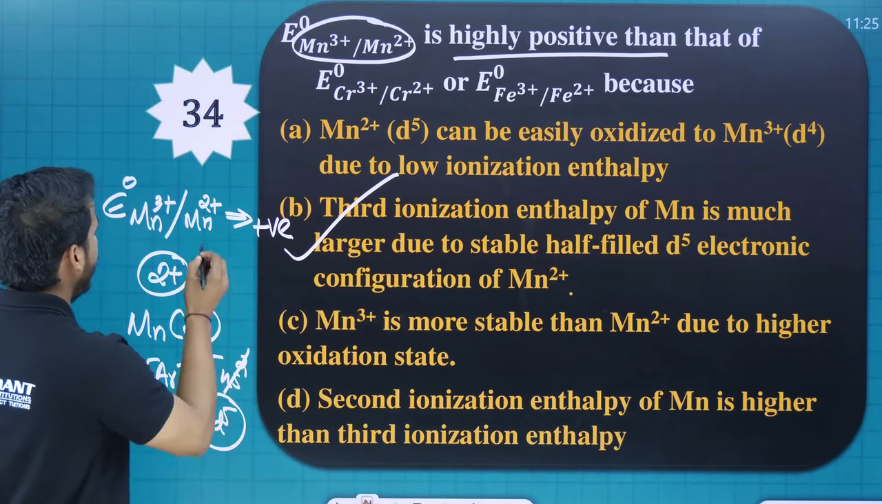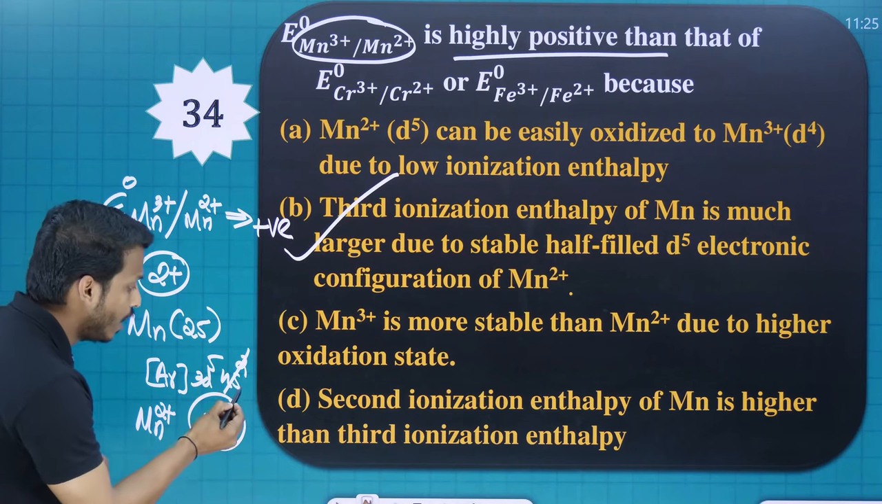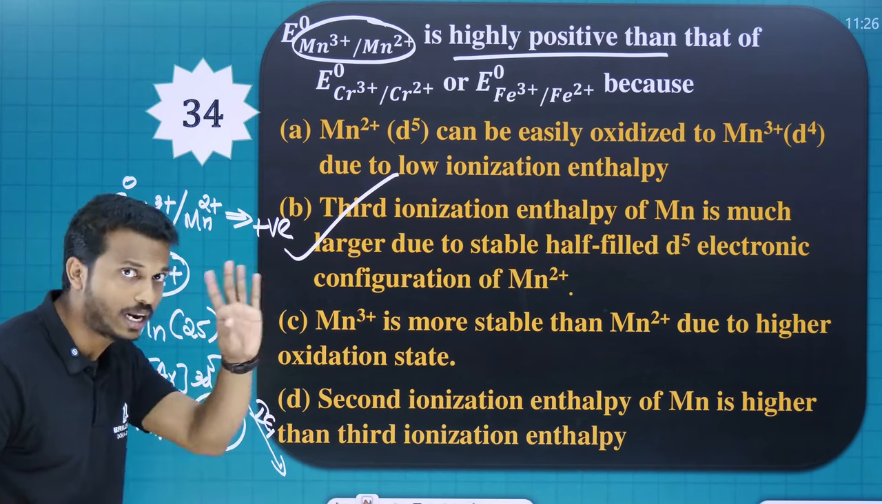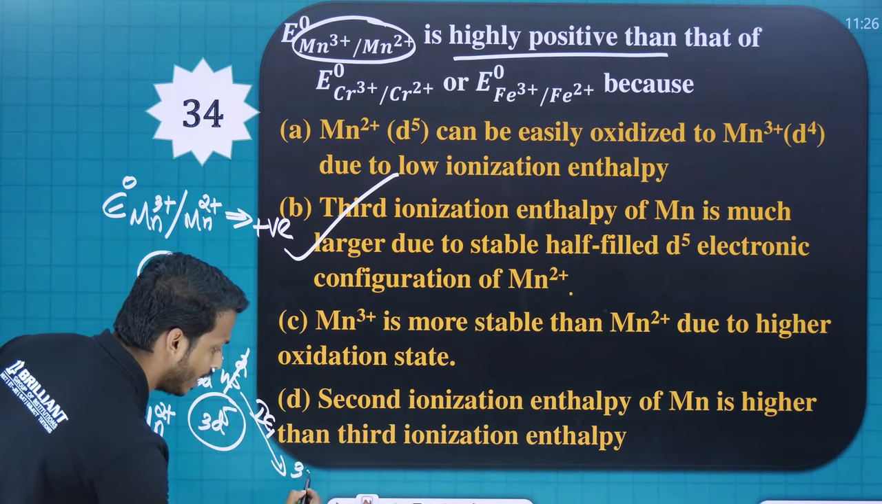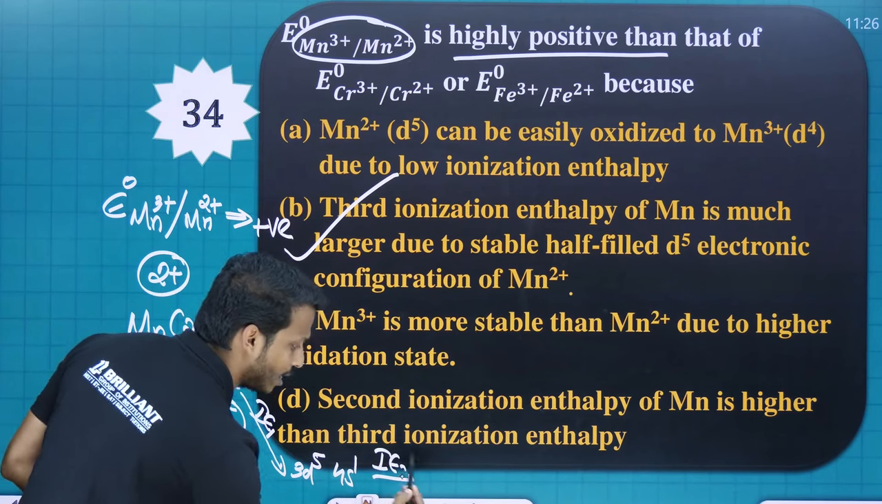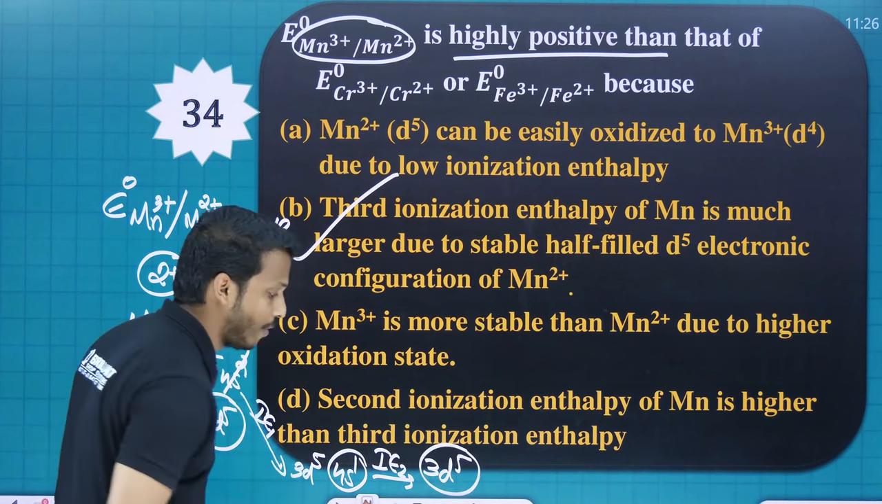Yes, dear. See, what is the Mn configuration? 3d5 4s2, right? So if you apply the first ionization enthalpy, what happens? One electron goes. What does it become? 3d5 4s1. If you apply the second ionization enthalpy, one more electron goes, and it becomes 3d5.